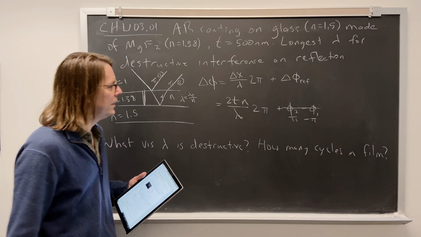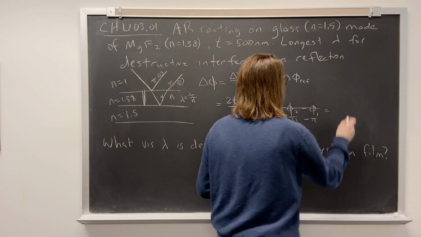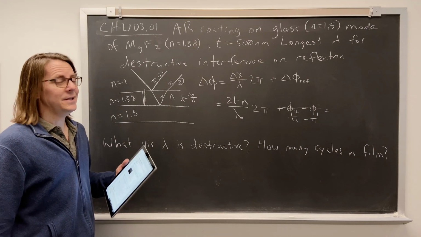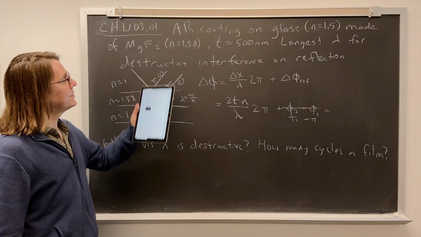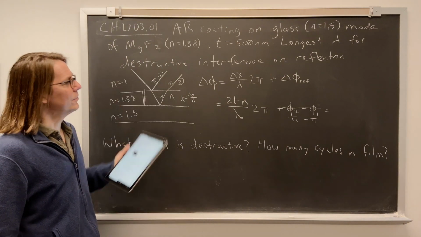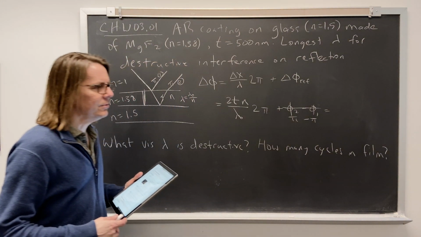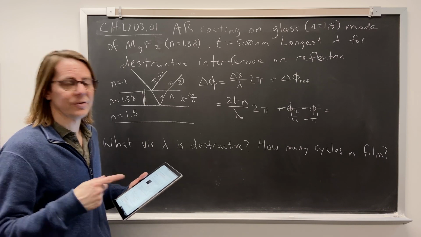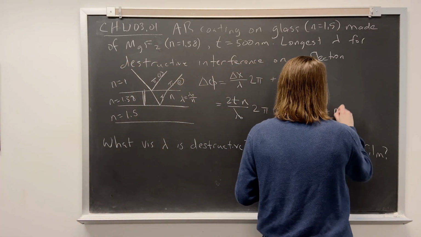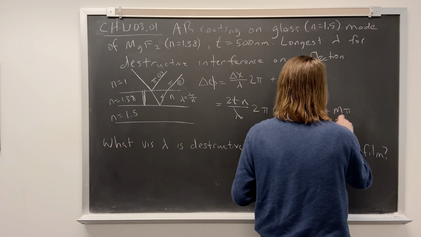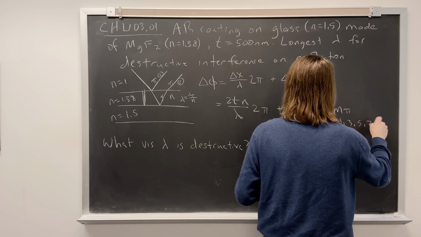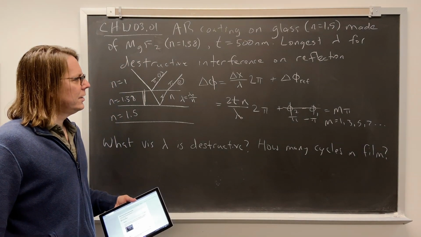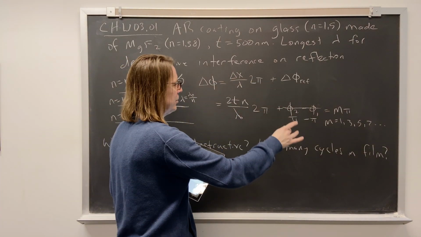And there you go. So you get all this, and you say this equals what? We want it to be destructive, because it's an anti-reflection coating. What's the longest wavelength for destructive interference? It will be destructive if it's equal to pi, 3 pi, 5 pi, or 7 pi. So m pi, where m equals 1, 3, 5, 7, like that. All right, so there we set up the whole thing in terms of numbers that we know.